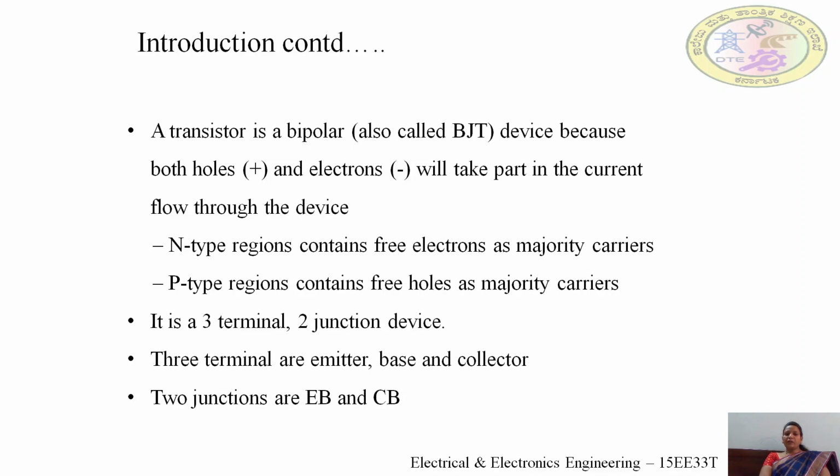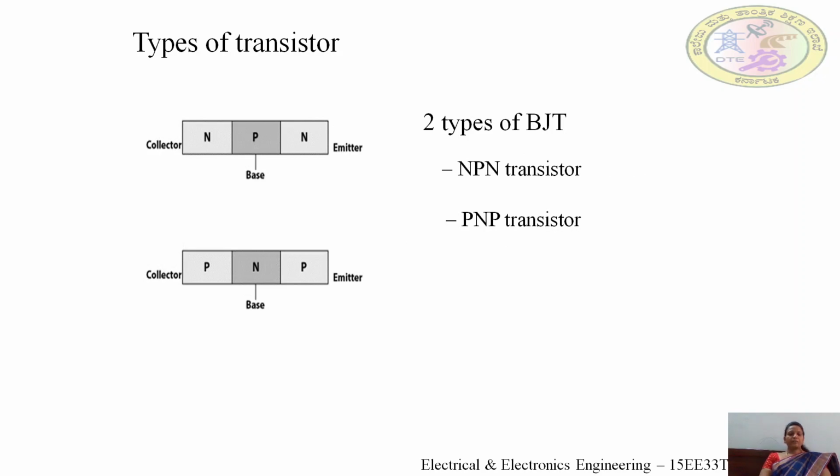As we all know, n regions have free electrons as majority charge carriers, whereas p regions have holes as majority charge carriers. As I said, a transistor is a three-terminal, two-junction device. The three terminals are emitter, base and collector, and the two junctions are the EB and CB junctions, that is, the emitter base junction and the collector base junction.